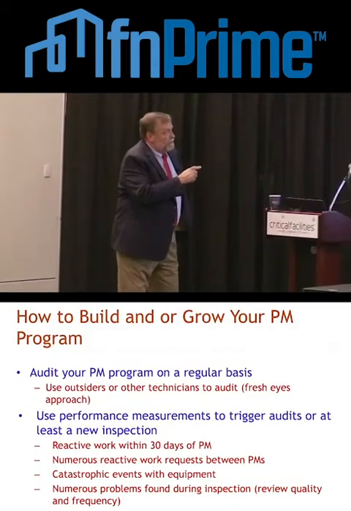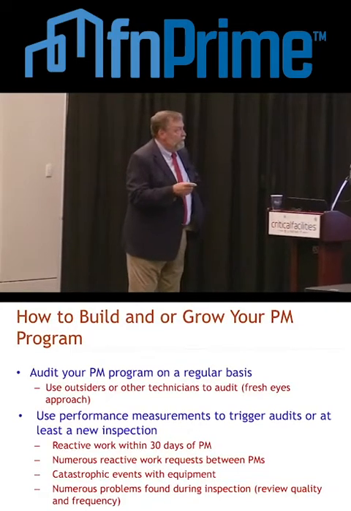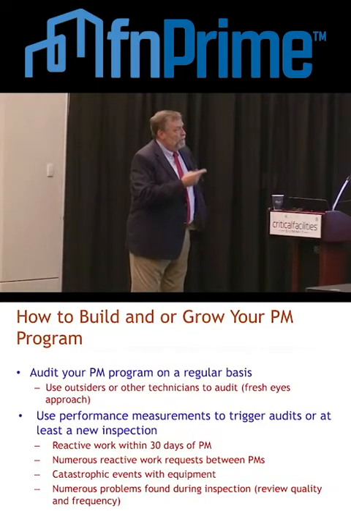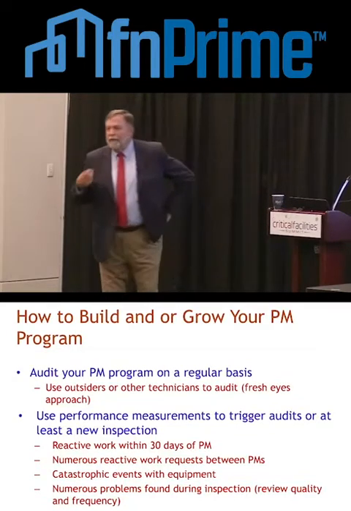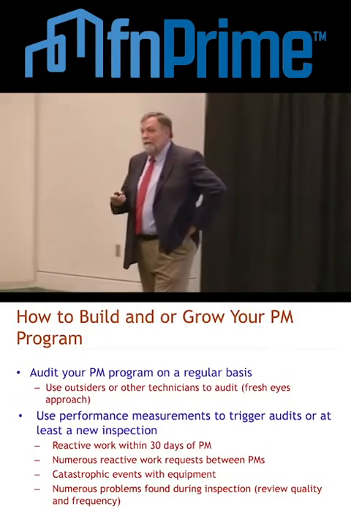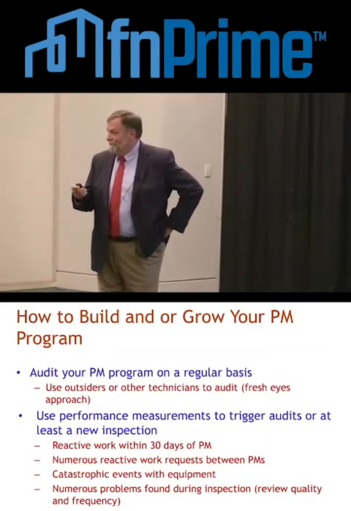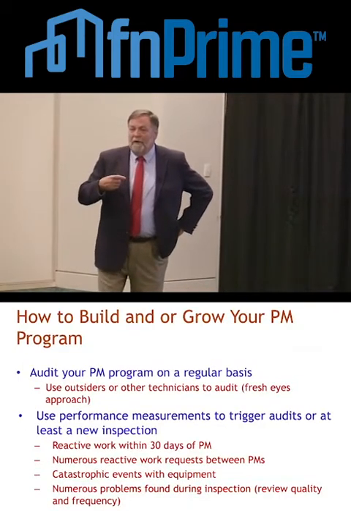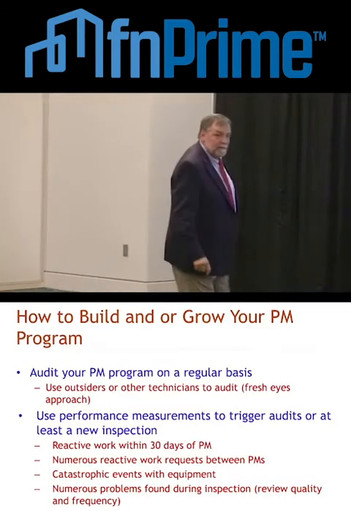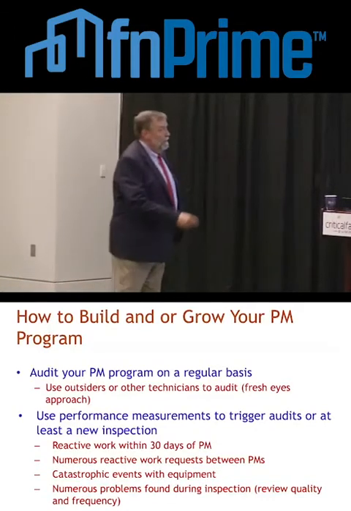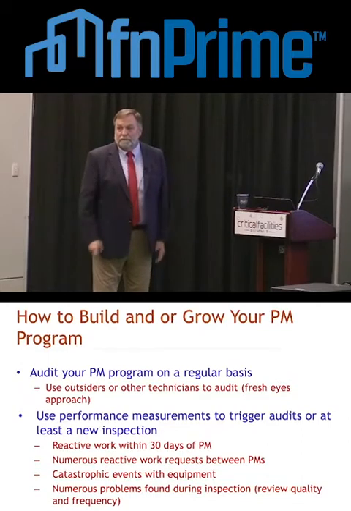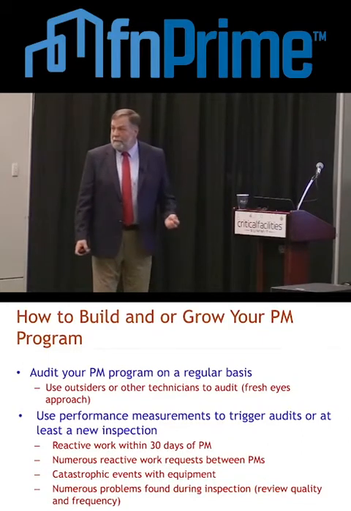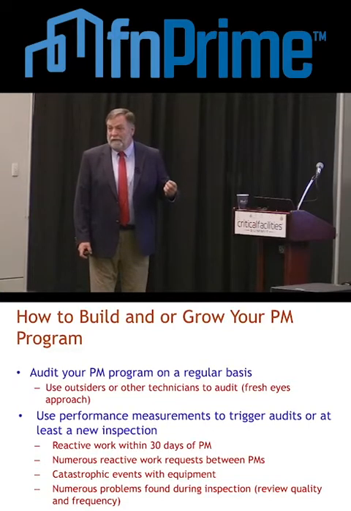Use outsiders or other technicians for an audit, called a fresh eyes review approach. Use performance measures to trigger audits or at least new inspections. If you've had reactive work within 30 days of a comprehensive PM, you have a problem. It's like you take your car in for an oil change and in 2 weeks the oil light comes on. There's a problem. Numerous reactive work orders between PMs. So you've got a 6-month PM and one piece of equipment and you have 10 work orders. You have a problem. It's time to adjust, change, do something different.